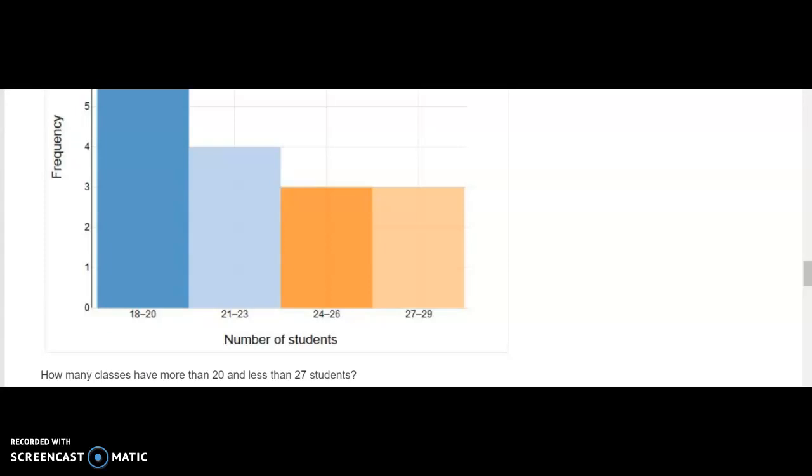Okay, so the histogram has the number of students and the frequency. How many classes have more than 20 and less than 27? So we can't include this group right here. So it has to be this group right here and this group right here, because these are more than 20, but the numbers are less than 27. So we have 4, and then we have 3. So 4 plus 3 is going to give us 7.